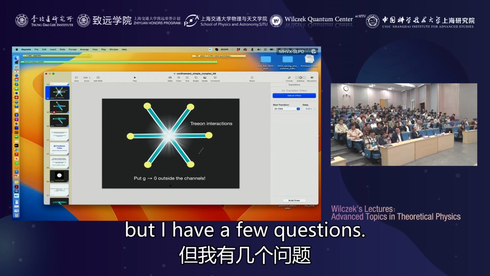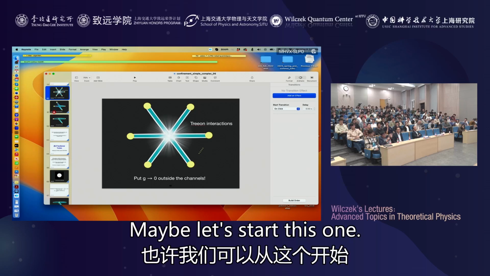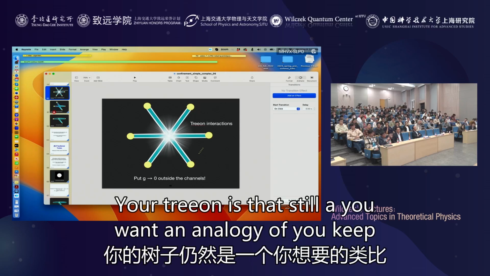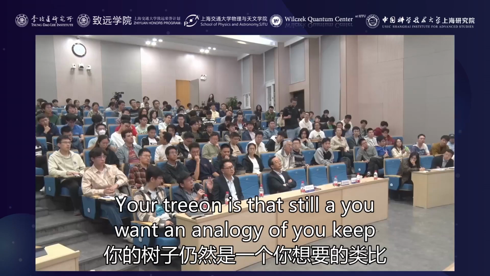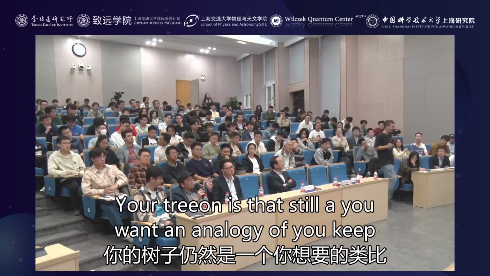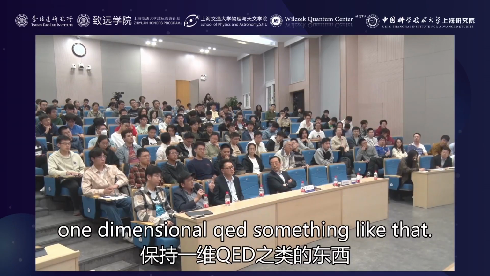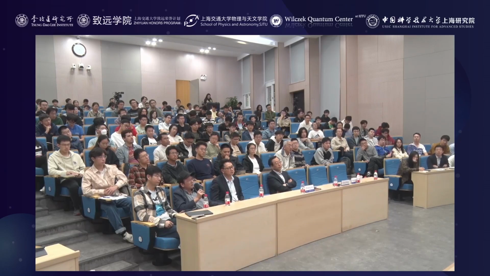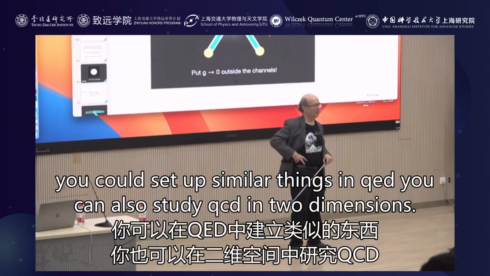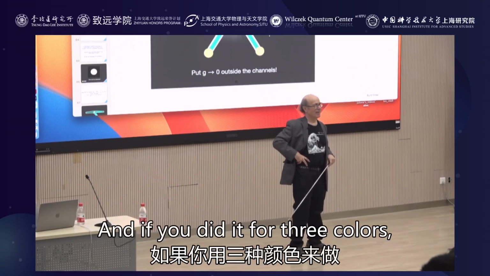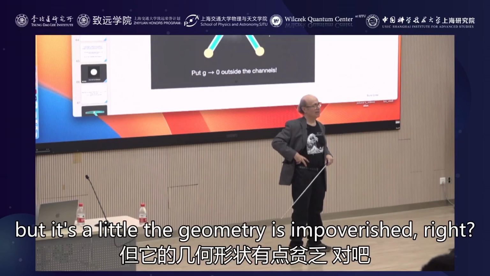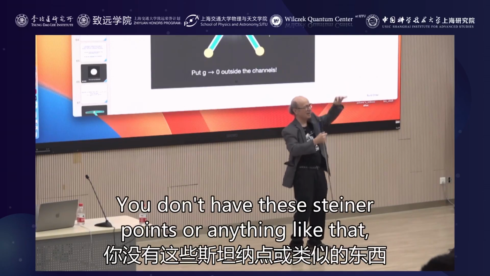But I have a few questions. Maybe let's start with this one. I'm not very sure about this. Your trion, is that still a U1 analogy of one-dimensional QED, something like that? Or 1 plus 1 dimension? Well, you could set up similar things in QED. You can also, of course, study QCD in 2 dimensions. And if you did it for 3 colors, you might get something like this. But the geometry is impoverished, right? You don't have these Steiner points or anything like that.